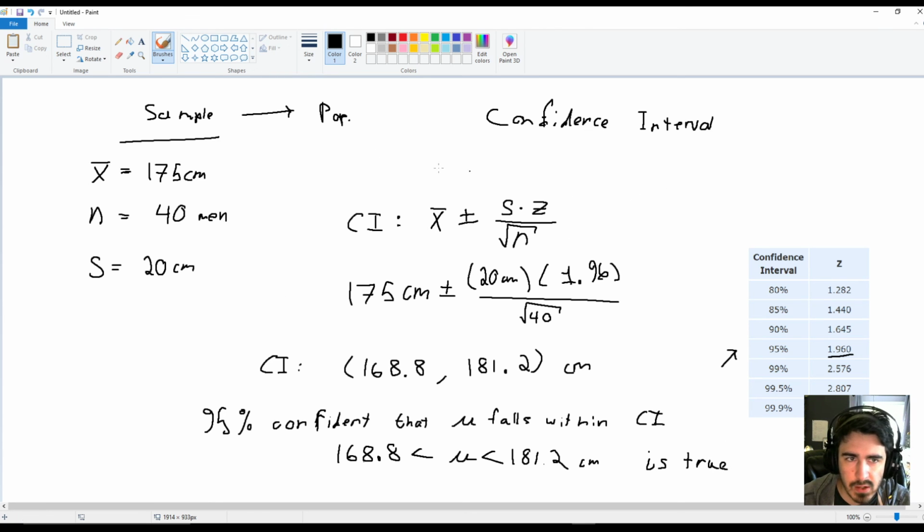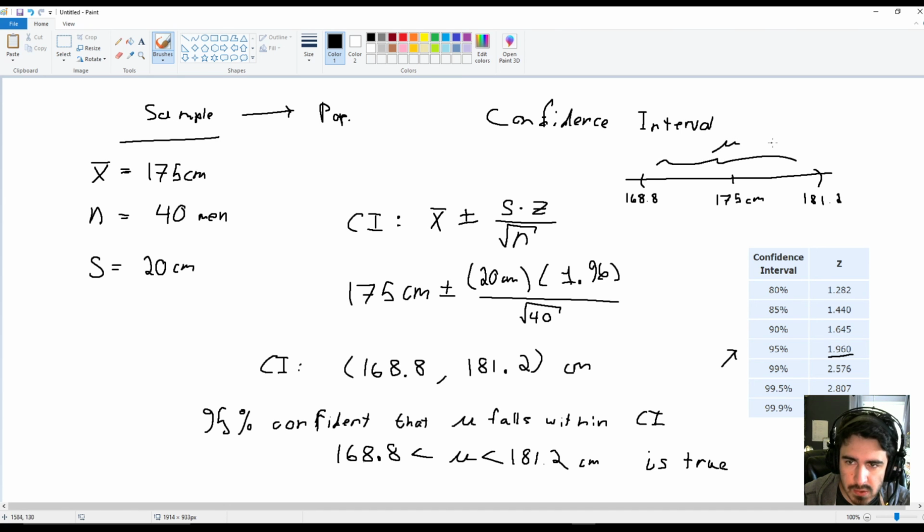So if we actually drew this out on a number line, we would say that here our x bar is going to be 175 centimeters, and the lower end of this will be 168.8, and the upper end will be 181.2. And here, this is actually our confidence interval, and all it's saying is that we are 95% sure that the actual true average is going to be somewhere within this confidence interval.